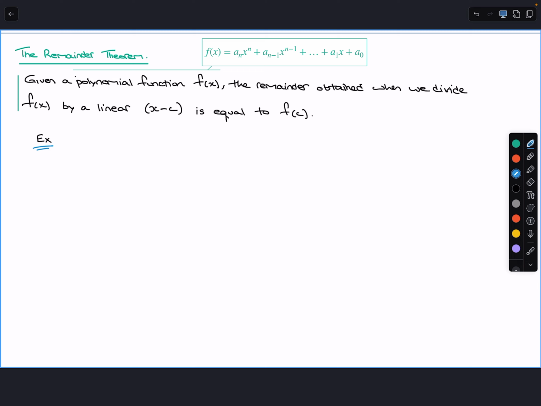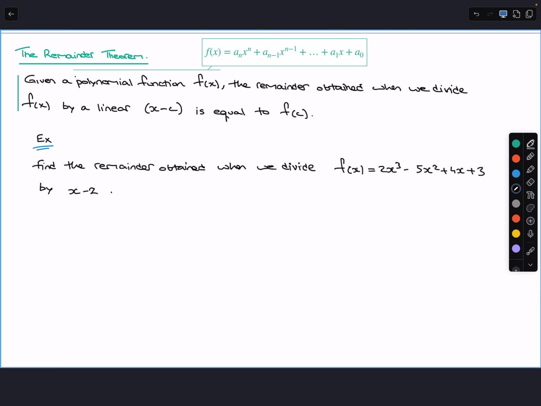So let's say I give you f of x. Actually, I'll write it like this. Find the remainder obtained when we divide f of x, which equals 2x cubed minus 5x squared plus 4x plus 3, by x minus 2. The x minus 2 we can write as such, or inside a pair of parentheses, just to make it crystal clear that we're dividing the function by that whole thing.